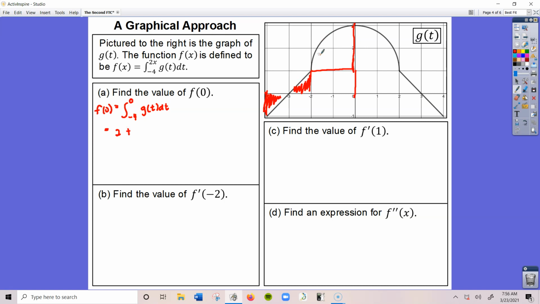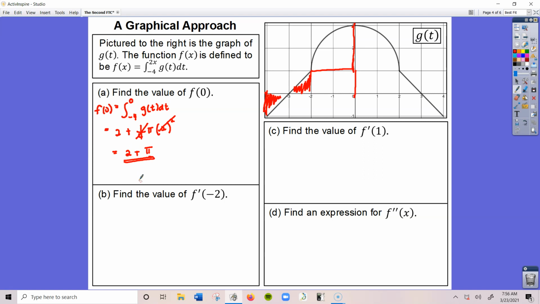Plus, now the area of this quarter circle. That would be 1/4 pi times the radius, which is 2, squared. Now this 2 squared is 4. This is going to cancel with the 1/4. So I get an answer of just 2 plus pi.